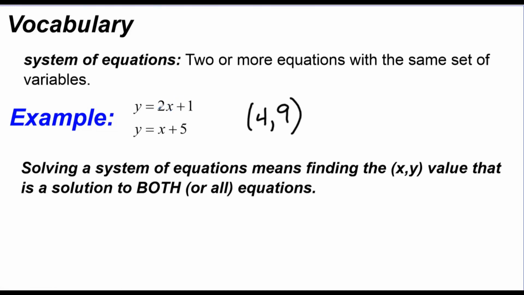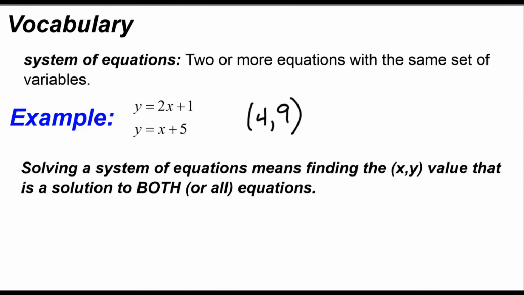If I put 4 in for x in this function, I get 2 times 4, which is 8, plus 1 is 9. So my y value is 9. And if I put 4 into this function, I get 4 plus 5, which is 9. So you can see that this ordered pair is a solution to both of these equations. So that's what we're talking about when we talk about finding a solution to a system of equations.